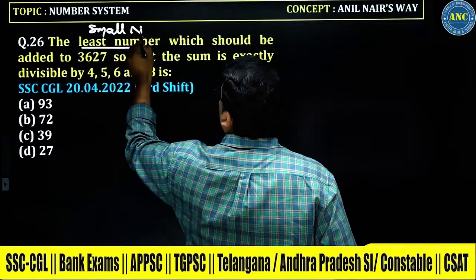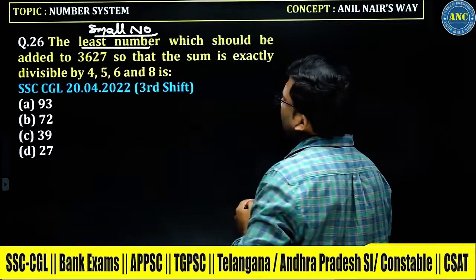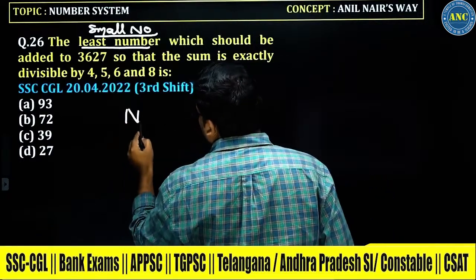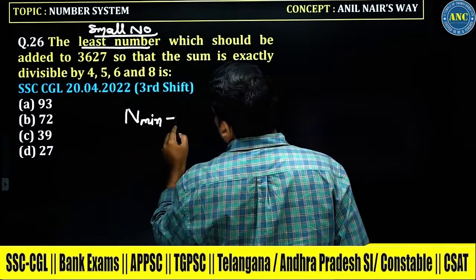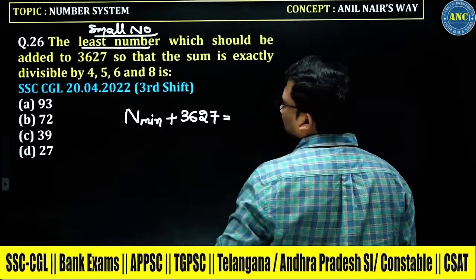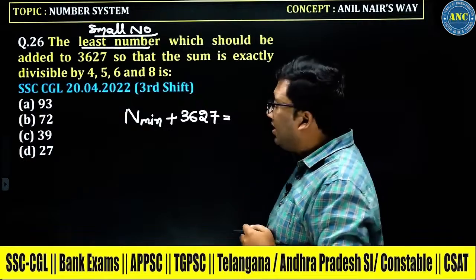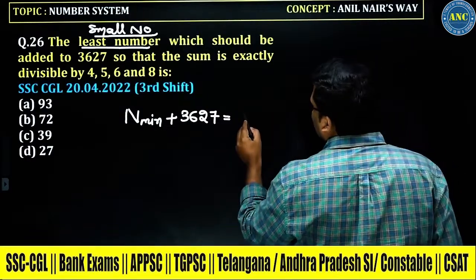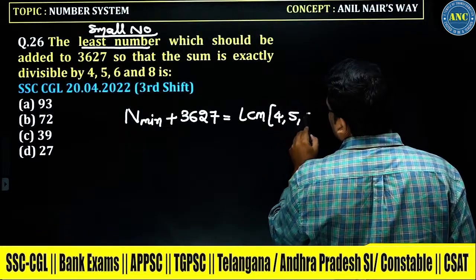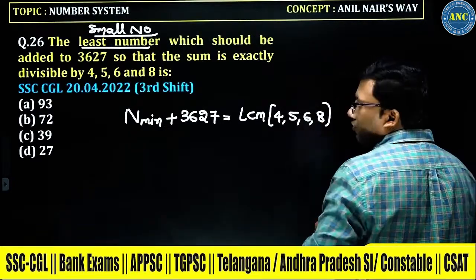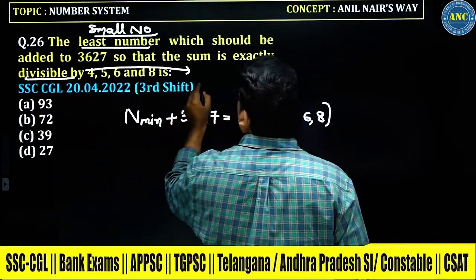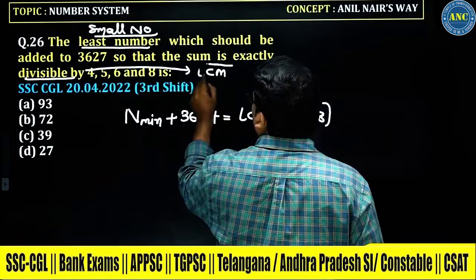I want the smallest number which should be added to 3627. So there is one smallest number, n minimum value, that should be added to 3627 such that the sum is exactly divisible by 4, 5, 6 and 8. Wherever there is a key point like divisible by, we will use the concept of LCM.